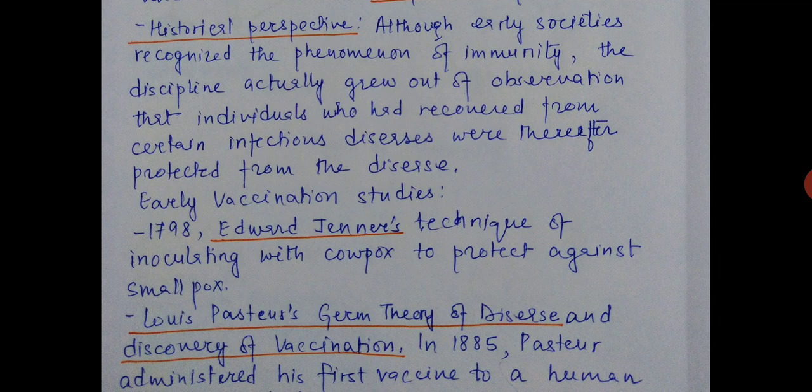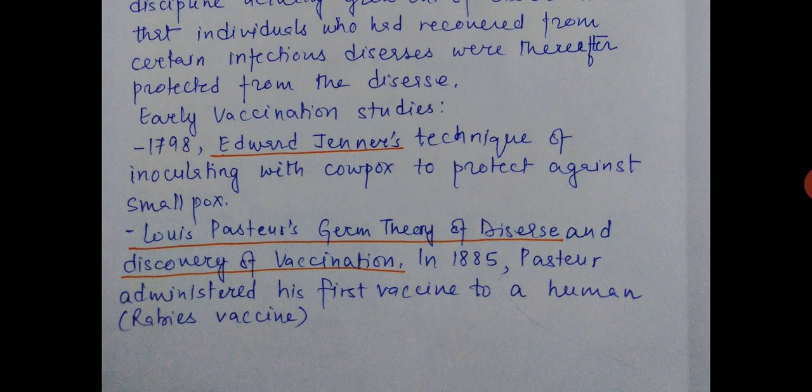Then came the early vaccination studies. In the year 1798, Edward Jenner in England developed a technique where he inoculated people with fluid from cowpox pustules, which resulted in development of immunity against smallpox. This technique of inoculating with cowpox to protect against smallpox became popular at that time throughout Europe.